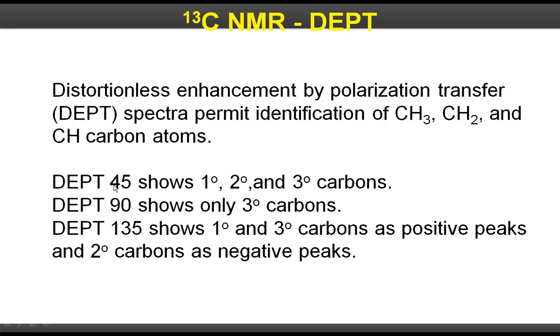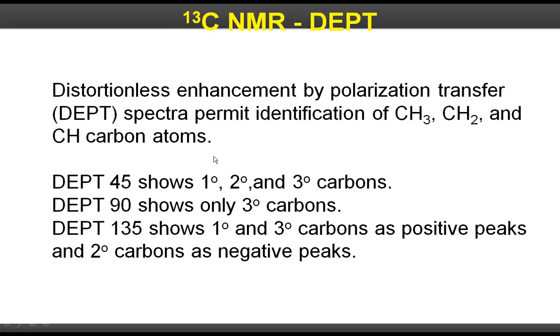There are three types of DEPT NMR spectroscopic techniques available. For example, DEPT 45 shows all the carbons, primary, secondary and tertiary carbons. DEPT 90 shows only tertiary carbons. DEPT 135 shows primary and tertiary carbons as positive peaks and secondary carbons as negative peaks. What is this 45 and 90 and 135? These are the pulse angles, okay? So you don't have to worry about that right now.